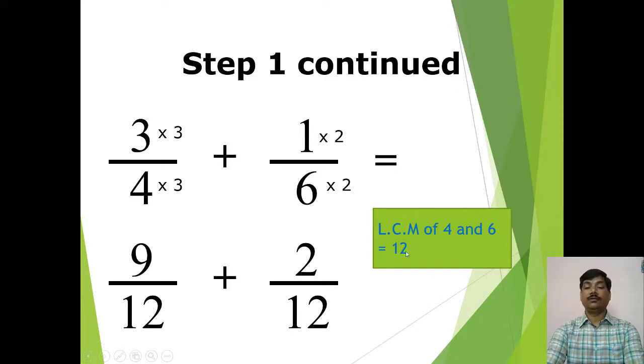Similarly, for 1 upon 6, 12 is divided by the denominator of the second fraction. The quotient will be 2. So the numerator and denominator of this fraction are multiplied by the same number 2. So we are getting the fraction 2 upon 12. In this way, 9 upon 12 and 2 upon 12, these two fractions have become like fractions. Now it is easy to add because they have been converted into like fractions.